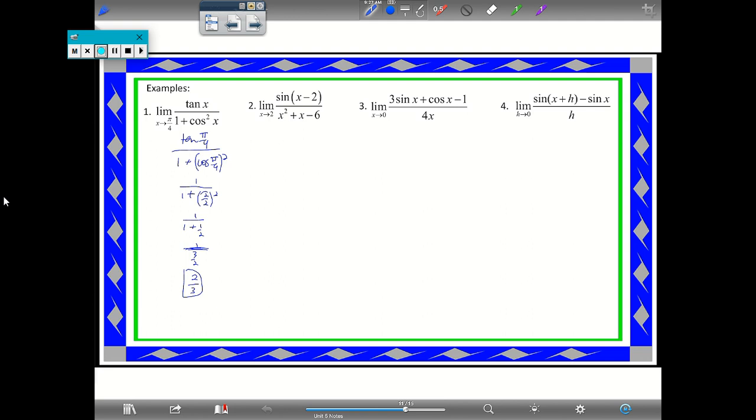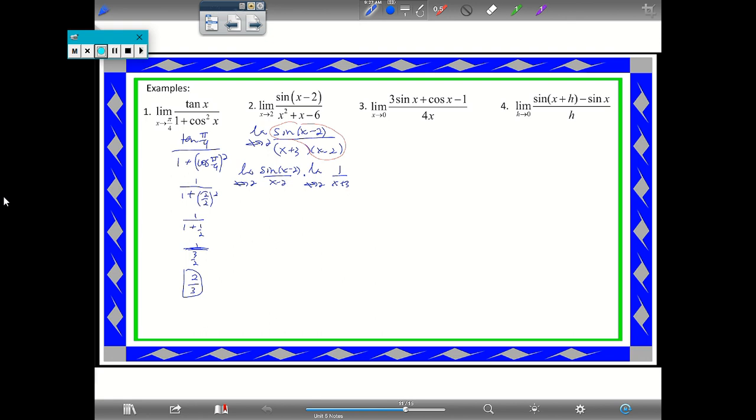So I have the limit as x goes to 2 of sine of x minus 2 over, let's see, this is x plus 3, x minus 2. Ah, here we go. This is our special limit hiding right there. Now I'm going to rewrite this so it's clearer that I basically have 2 limits that I'm working on here. So this is the limit as x goes to 2 of sine of x minus 2 over x minus 2, times the limit as x goes to 2 of 1 over x plus 3.